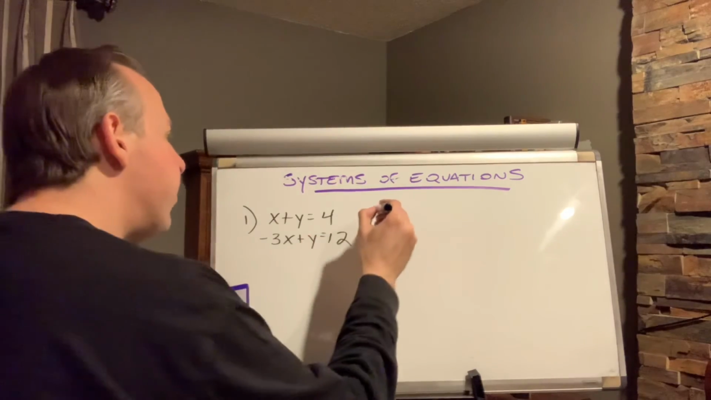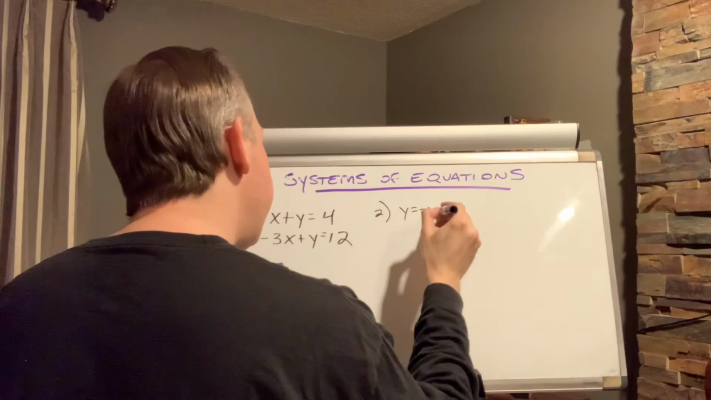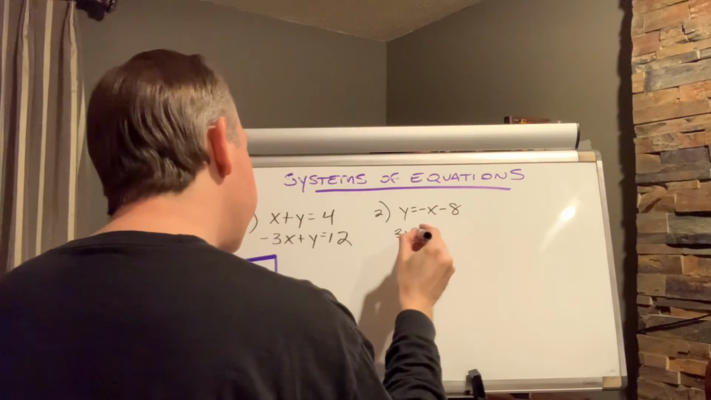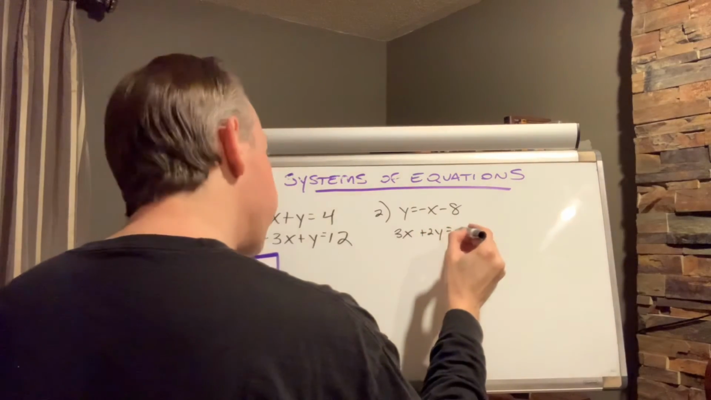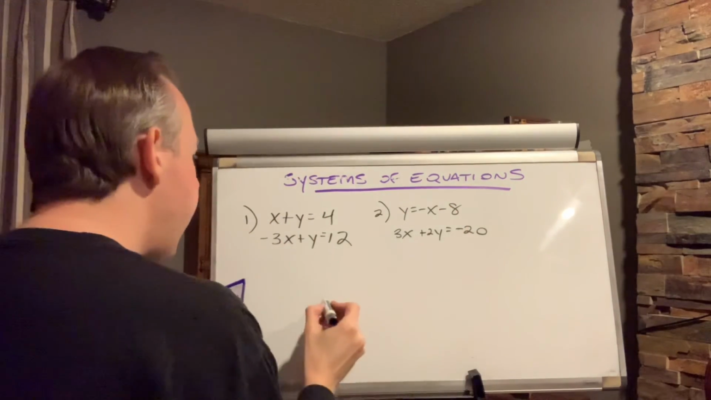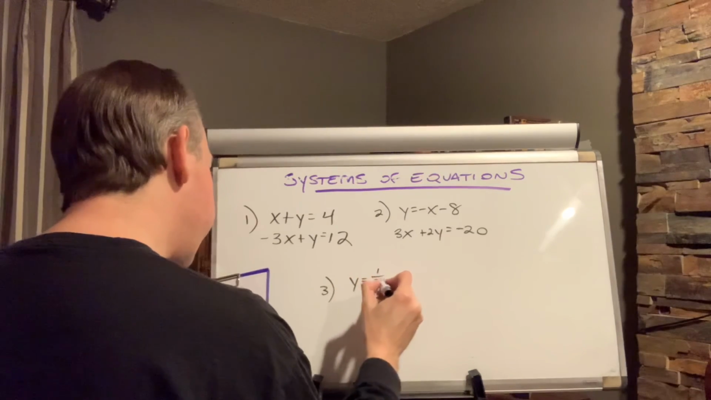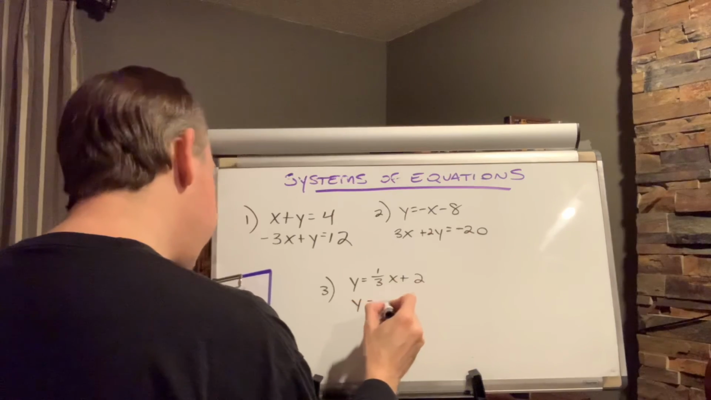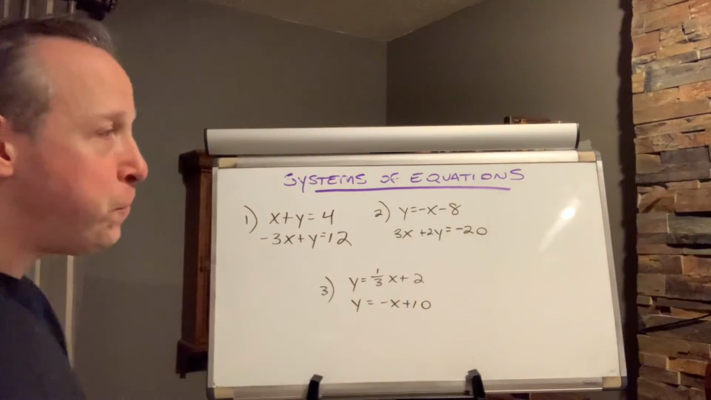The second system is y equals negative x minus 8. That one's in slope-intercept. And 3x plus 2y equals negative 20. That one's in standard form. And the third prompt you have to solve, y equals 1/3 x plus 2 and y equals negative x plus 10. They're both in slope-intercept.